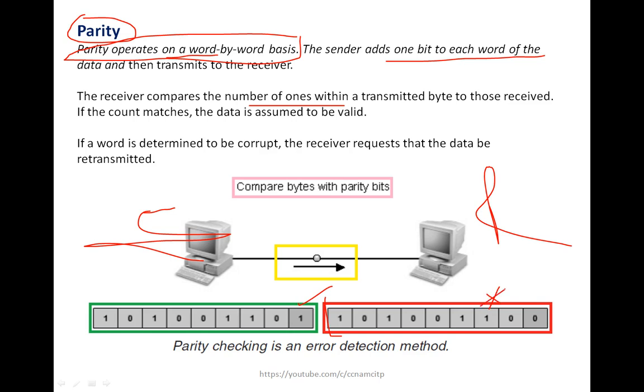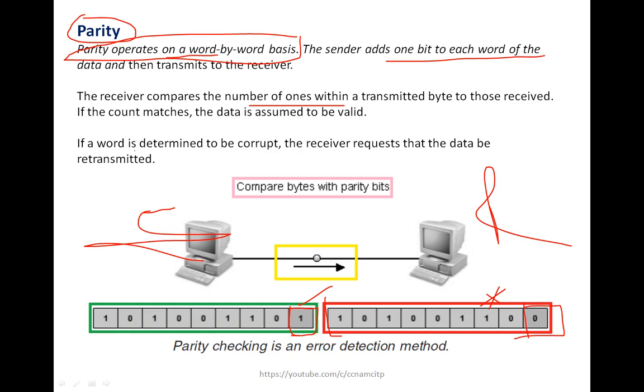It will request once again, please resend that data. So this is what I'm talking about here. It should be equal on both sides. For example, as you can see here, 1 is placed at this place and 0 is placed at this place, so that data is not accurate. This is called parity checking, an error detection method. So there is an error in your data, and you have to resend.